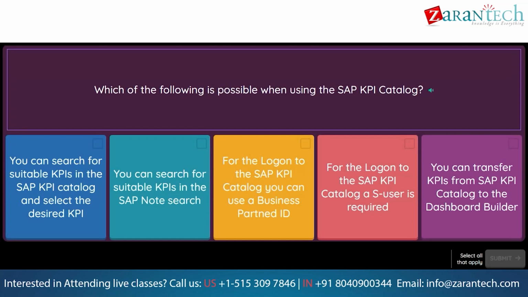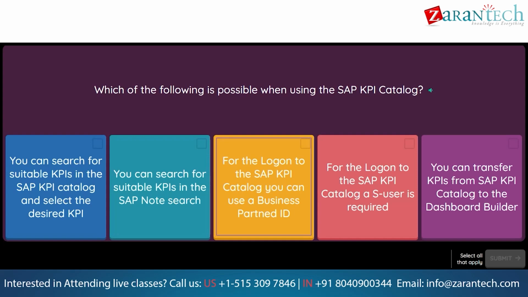Question: which of the following is possible when using the SAP KPI catalog? Option 1, you can search for suitable KPIs in the SAP KPI catalog and select the desired KPI. Option 2, you can search for suitable KPIs in the SAP Note search. Option 3, for the logon to the SAP KPI catalog you can use a business partner ID. Option 4, for the logon to the SAP KPI catalog an S user is required. Option 5, you can transfer KPIs from SAP KPI catalog to the dashboard builder.